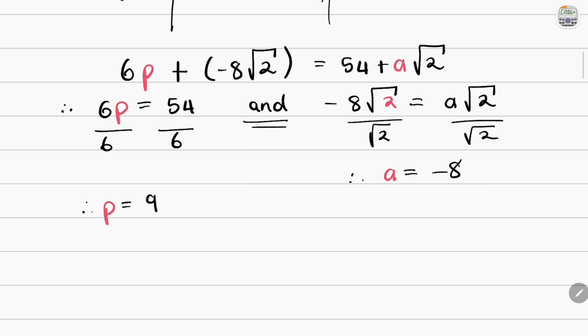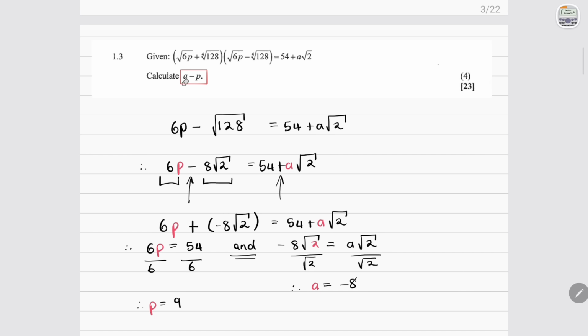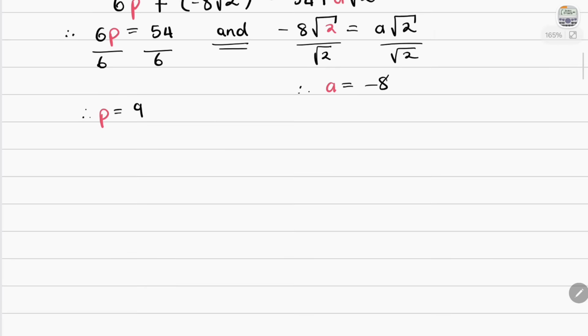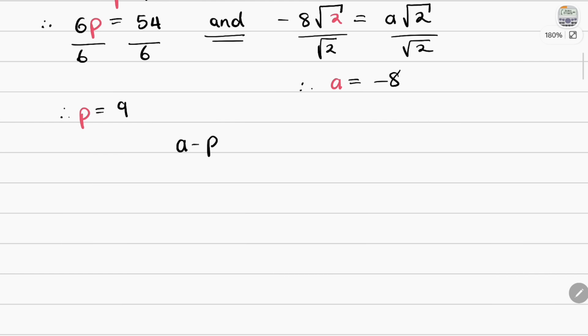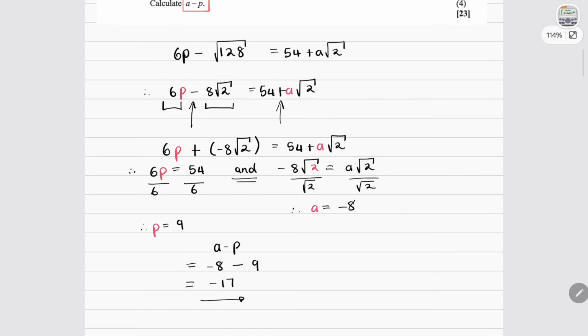So this is a, this is p, and then we just find what they asked us to find, which is a minus p. So a minus p is therefore equal to, and we know a is negative 8, and then minus p, which is 9. Negative 8 minus 9 is negative 17. So this is our answer. a minus p is simply equal to negative 17.